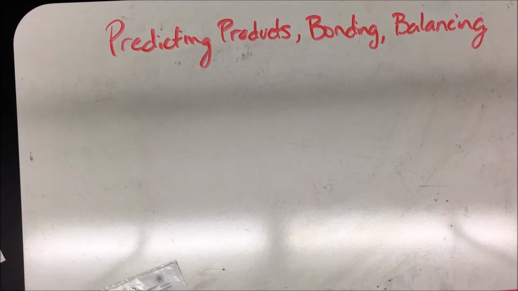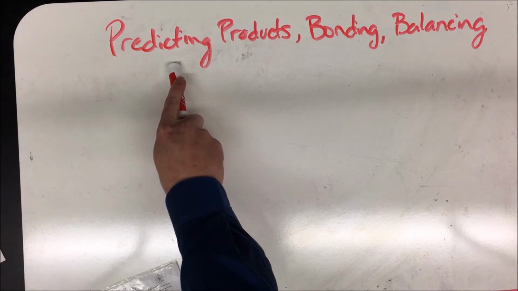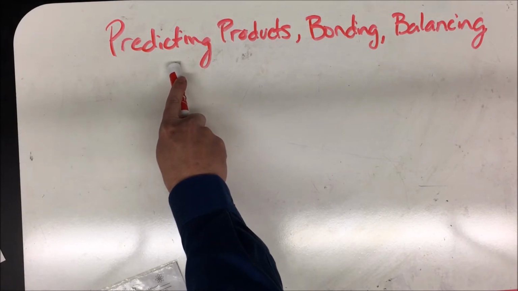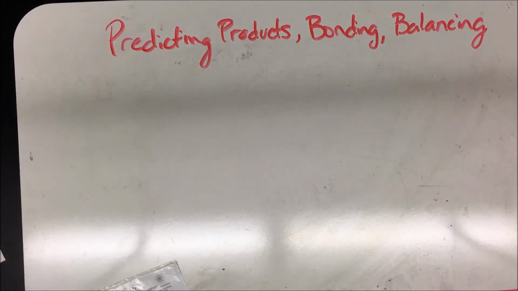All right, hi everyone. I wanted to shoot a quick video about predicting products given reactants and knowing different types of chemical equations, bonding, and balancing. So it's kind of a three-step method for when you come across problems like the ones they give you in exercise 10.2b.